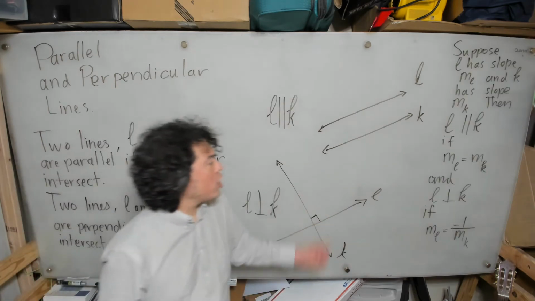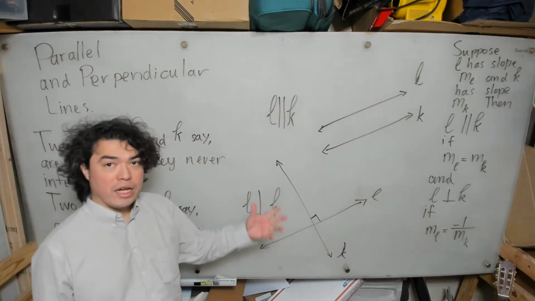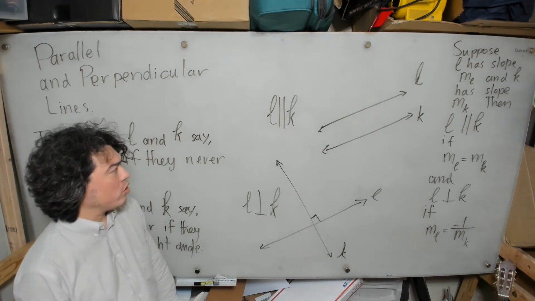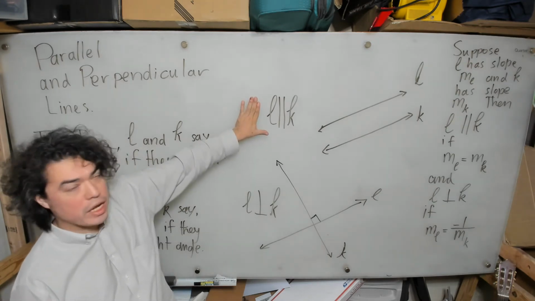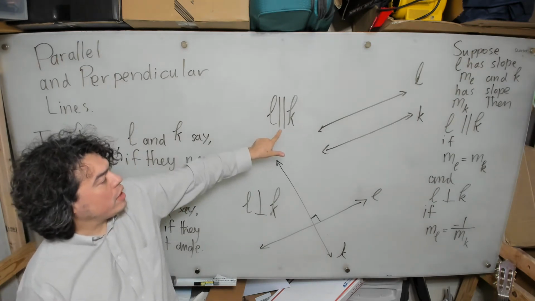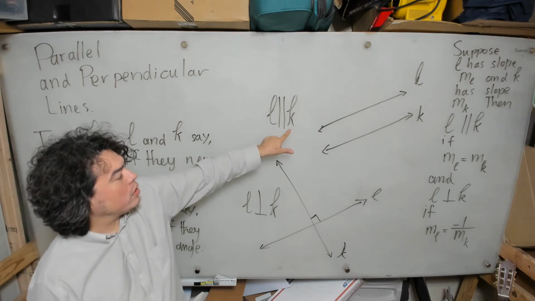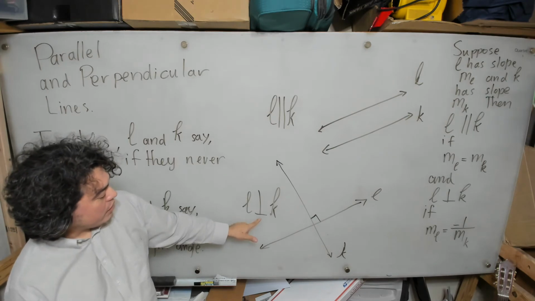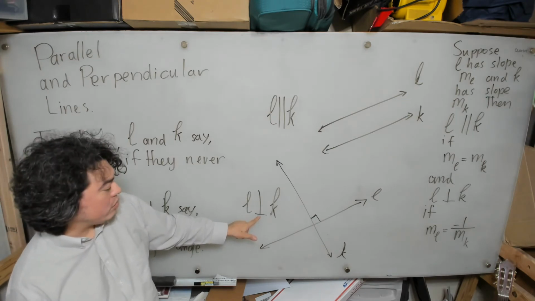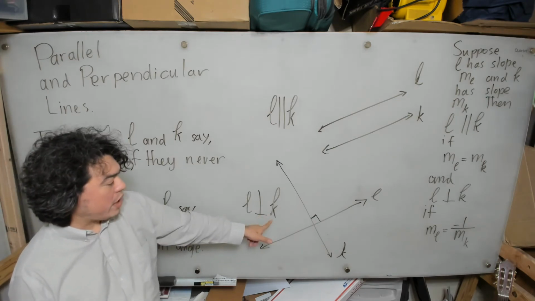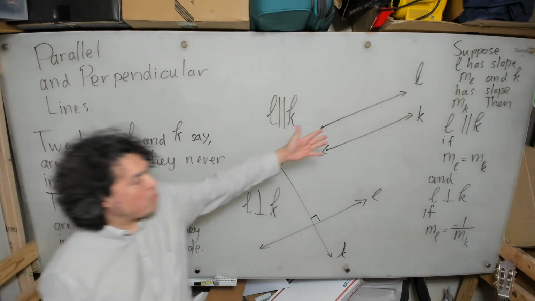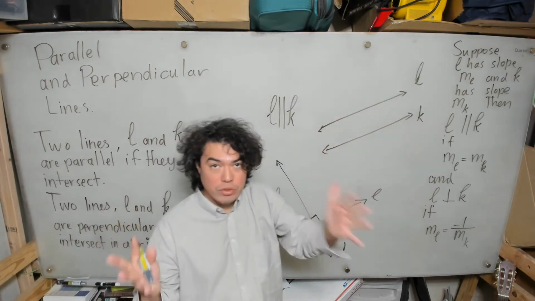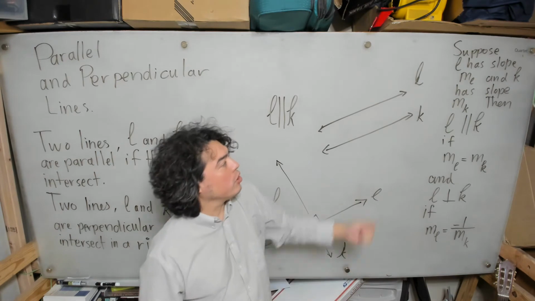So now we're going to talk about some of the algebraic characterizations of parallel and perpendicular lines. We use the notation L with two parallel lines, then K, to indicate that L is parallel to K. And we use this upside down T to indicate that L is perpendicular to K. And now the algebraic characterization that we're going to use to solve some problems in algebra are as follows.